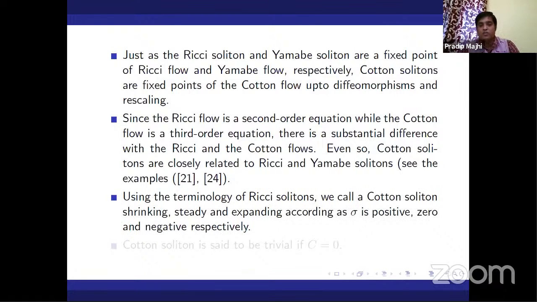So using the terminology of Ricci solitons, we call the cotton soliton shrinking, steady, and expanding according as sigma is positive, 0, and negative, respectively. A cotton soliton is said to be trivial if C equals 0, that is, the cotton tensor equals 0. We define the cotton tensor later.